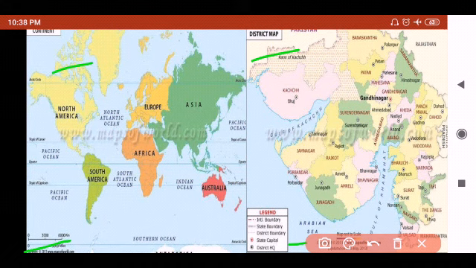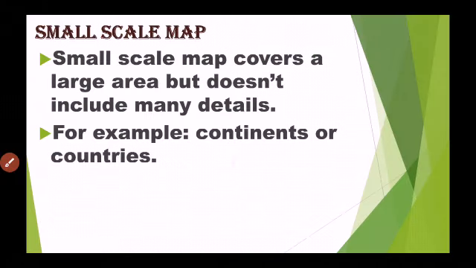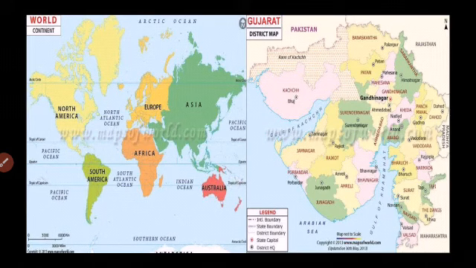So again I will repeat, what is a small scale map? A small scale map covers a large area but does not include many details. So more details are not given in this map.